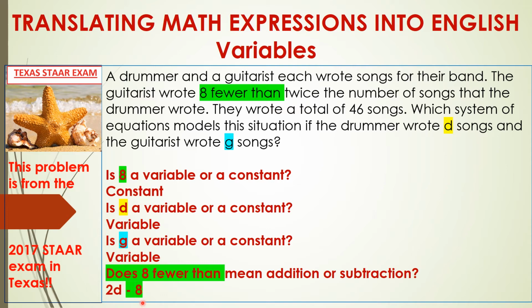And actually, I'm getting a little ahead in the lesson here, but it says twice the number of songs that the drummer wrote. So twice means 2 times. So I'll get 2 times D and then 8 fewer than that. Remember, with this 2D, since there's no plus or minus in between, that means we're doing multiplication. 2D is twice D.